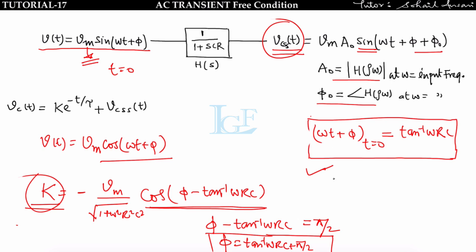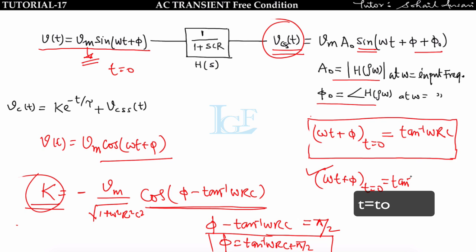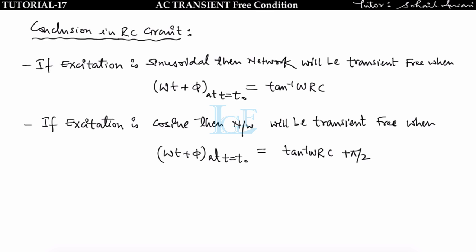If you are closing the switch at t equal to t naught, then omega t plus phi at t equal to t naught will be tan inverse omega RC plus pi by 2. So in a nutshell, we can conclude that if excitation is sinusoidal, then the network will be transient free when omega t plus phi at t equal to t naught is equal to tan inverse omega RC. Or if the excitation is cosine, then the network will be transient free when omega t plus phi is equal to tan inverse omega RC plus pi by 2. So you have to remember these four formulas in order to solve the questions in AC RL and RC circuits.